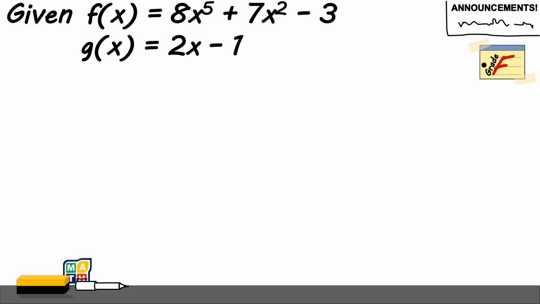Let us try to see the result when we divide f of x, which is 8x to the power of 5 plus 7x squared minus 3, by our g of x, our divisor, which is 2x minus 1, using synthetic division. So we are going to consider the coefficients of our dividend and a certain c coefficient found on our divisor.